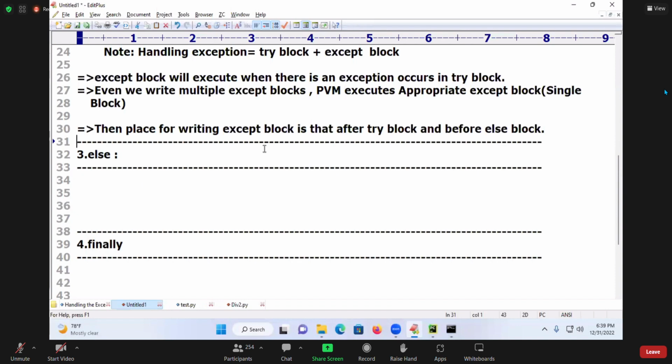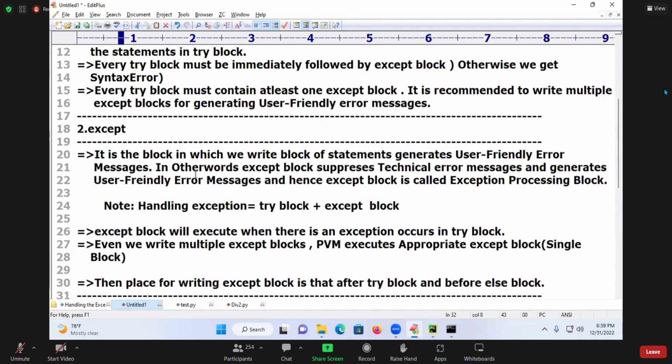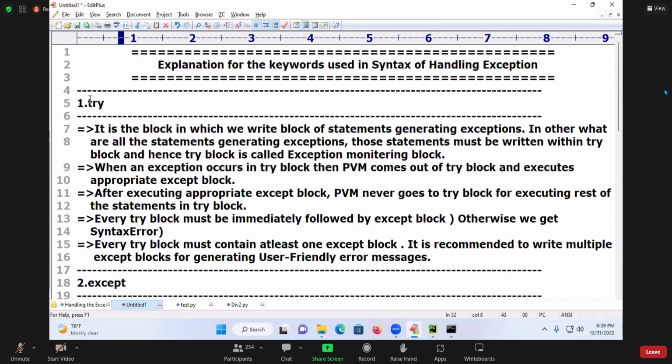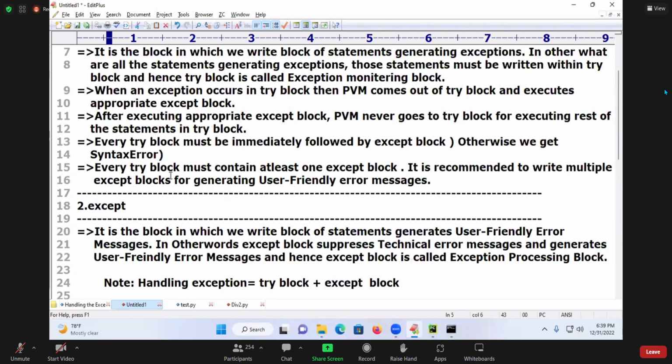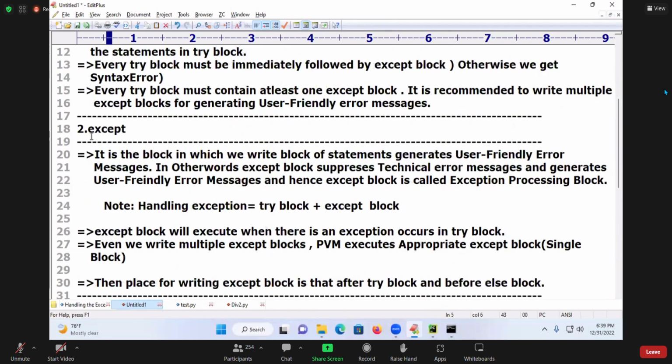This is about which block? Which block is this called? Are you following me? So let us move to the further discussion. This is which block? Try block. And we are understanding here, except block.